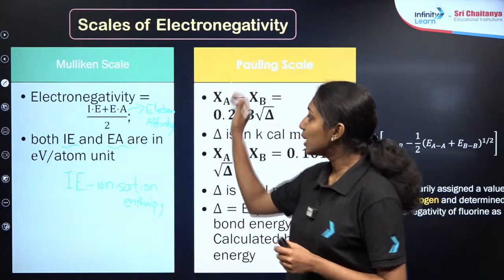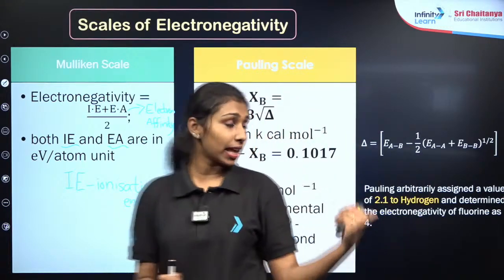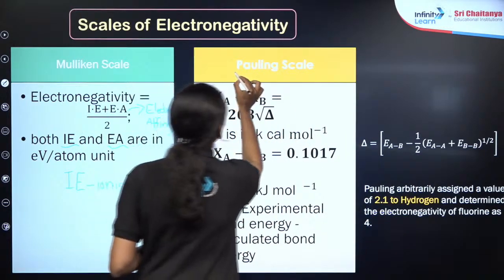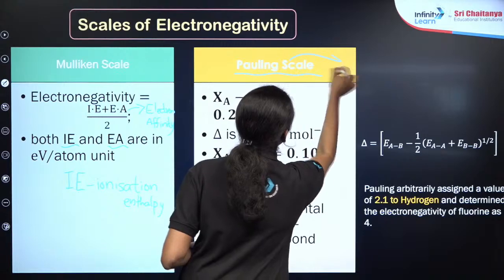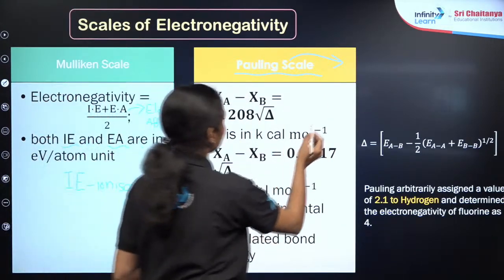Okay, this is all about the Mulliken scale of classification, or the measuring of electronegativity. Now let me move to the next scale, that is the Pauling scale. Generally, this is the most important and most commonly used one to measure electronegativity.